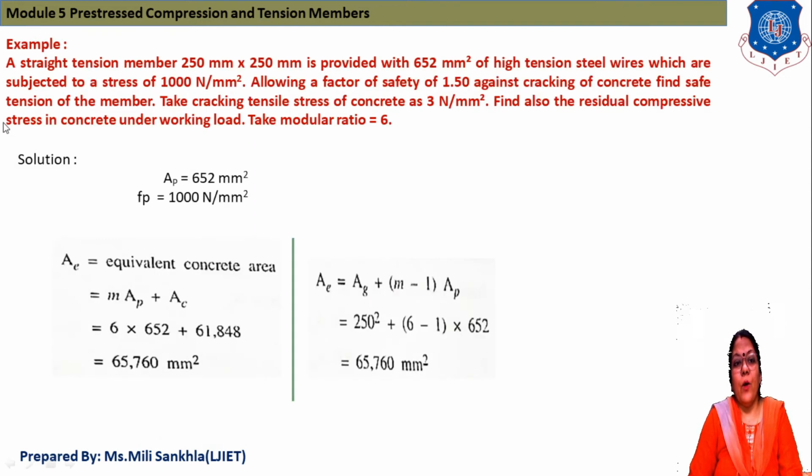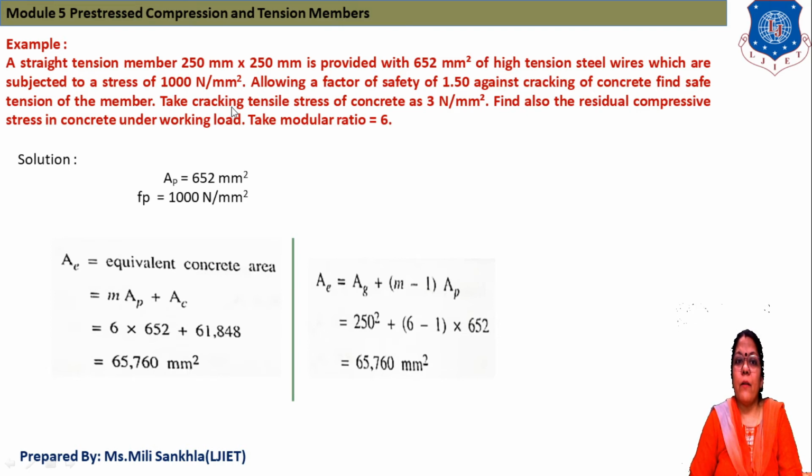Okay, now we solve the second example. A straight tension member 250 mm by 250 mm is provided with 652 mm square of high tension steel wires, which are subjected to a stress of 1000 Newton per mm square, allowing a factor of safety of 1.5 against cracking of concrete. Find the safe tension of the member.